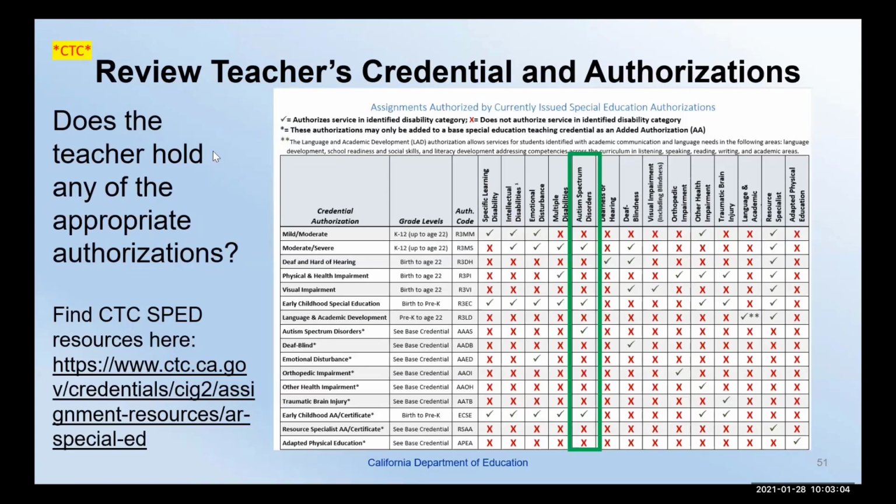Okay, and what we saw, we've been talking about an autism example. And, as you can see from this chart, there are a few different special education credential authorizations that are able to serve students with autism. I'm not going to go into which ones here. I just want to make sure you know that you have resources to help you out. Right there at that link, you can find this chart and many other resources. And of course, as usual, you can always confer with your monitoring authority.